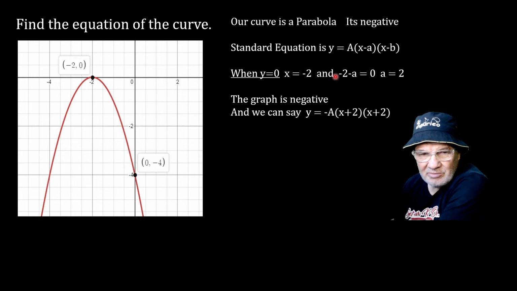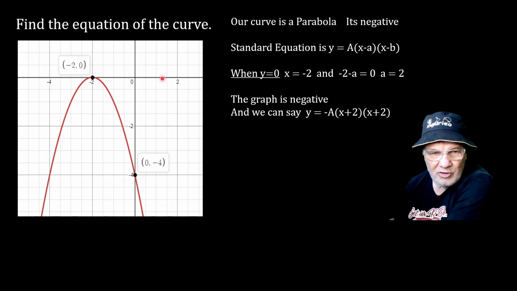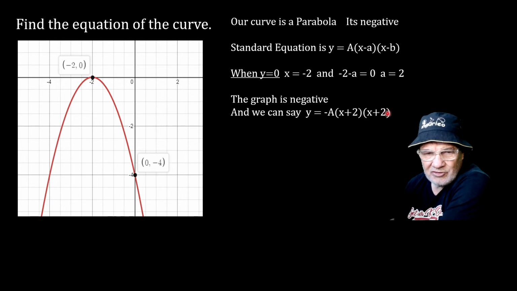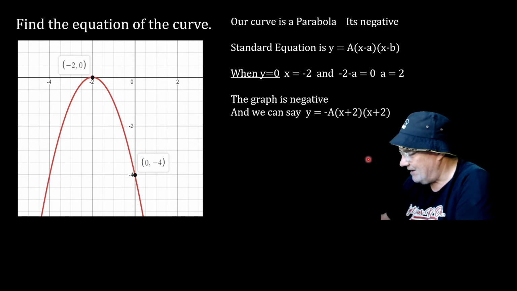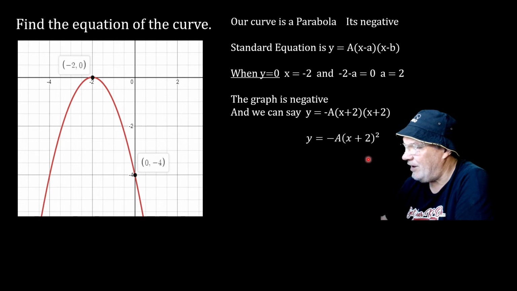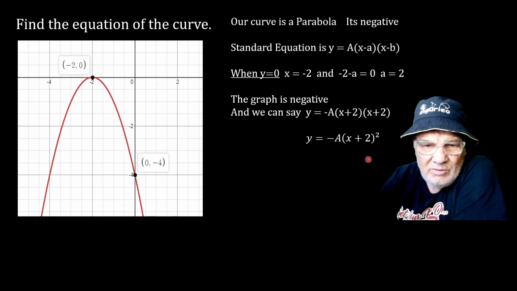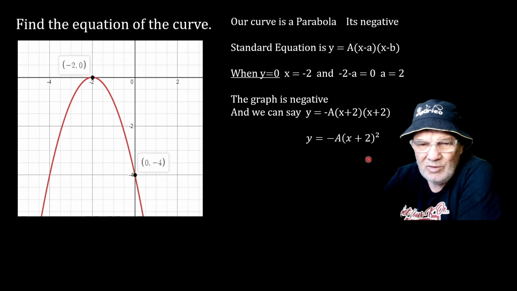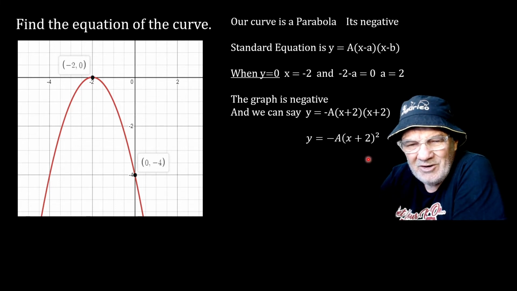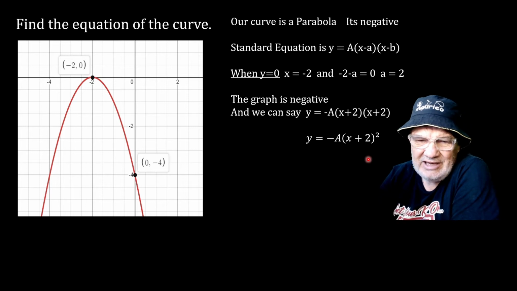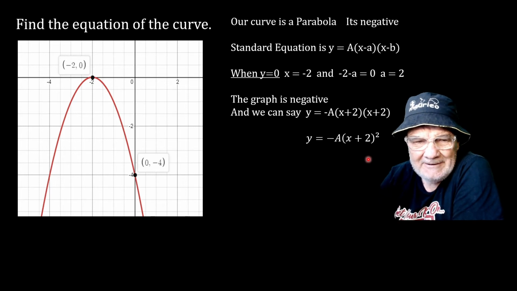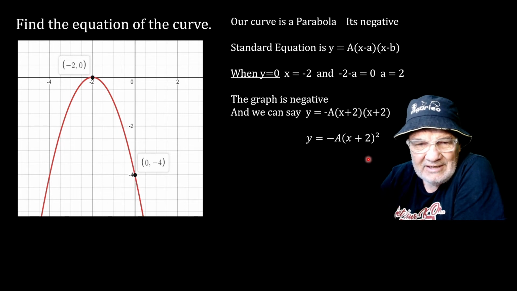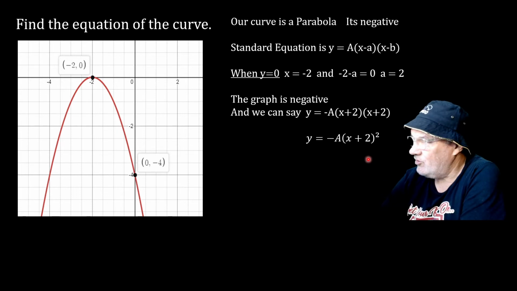and we can say then that y equals negative a, and here we go, (x plus 2)(x plus 2). So we put it in twice, okay, (x plus 2)(x plus 2). And then just working a little bit with that, we get y equals negative a(x plus 2) all squared. All right, so that's that case there. And yeah, that's our graph.